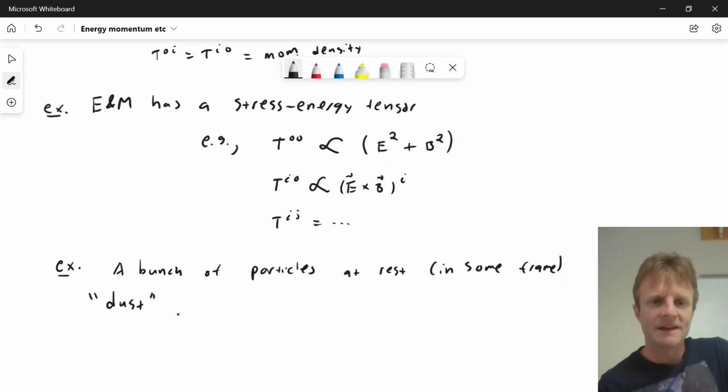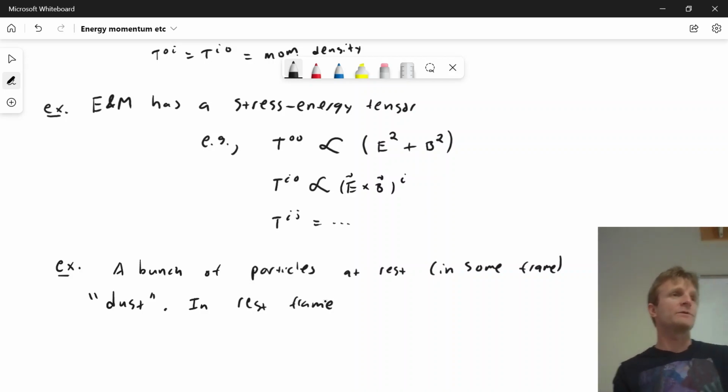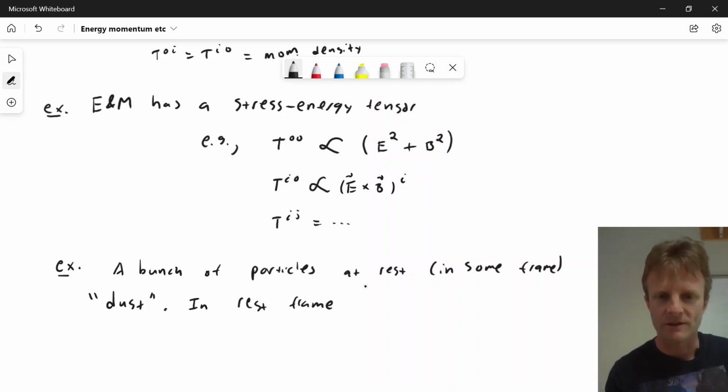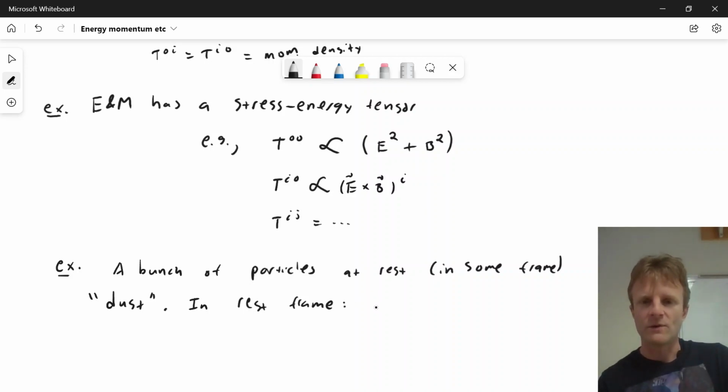So, in this frame, in the rest frame, now that we have this situation where there's a bunch of particles static in some frame, well, we have a preferred frame. We call that the rest frame. So what is the stress energy tensor going to be? Well, we just look up what its components are interpreted as.